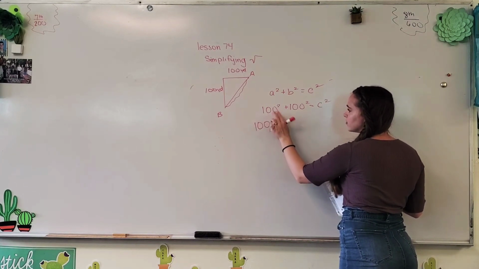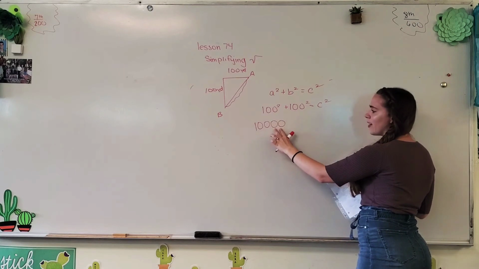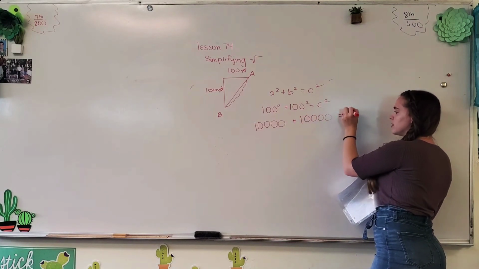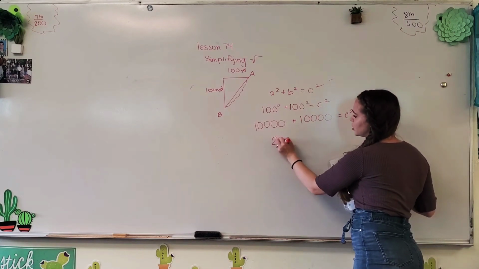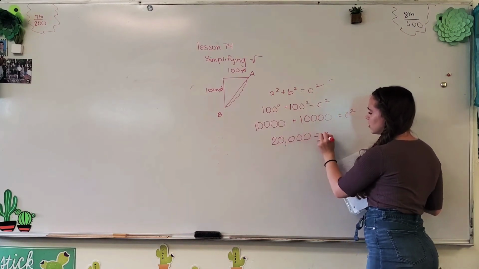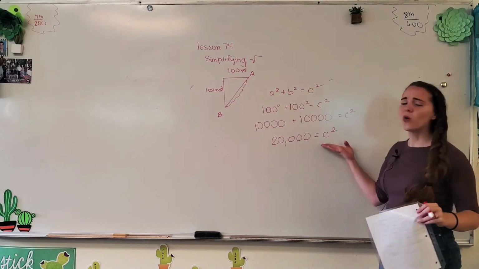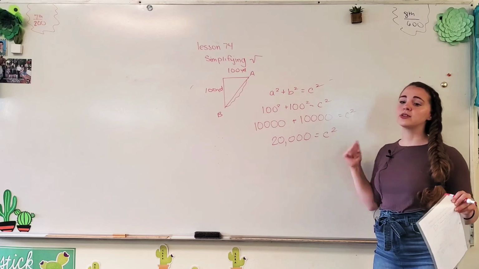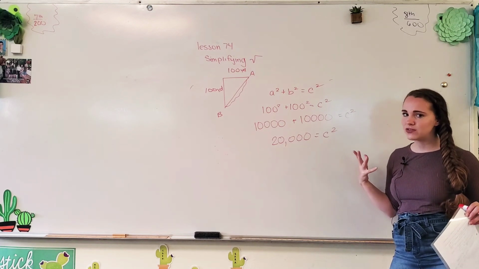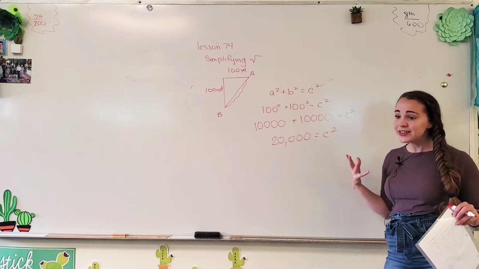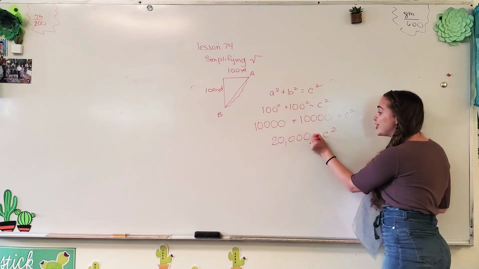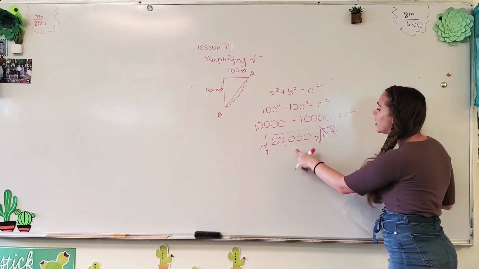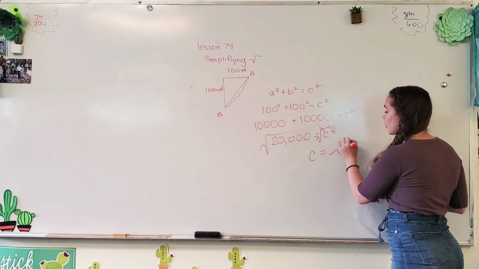100 squared, since there's 2 zeros, we now have 4 zeros. Same thing here, 4 zeros. So do a little bit of addition. And do we want c squared? No, I just want c. How do we get rid of the squared? Do you remember what the opposite of squared is? Yes, it is the square root. So c is the square root of 20,000.